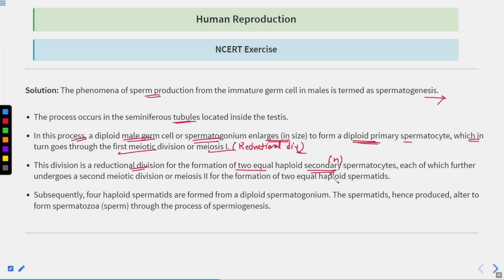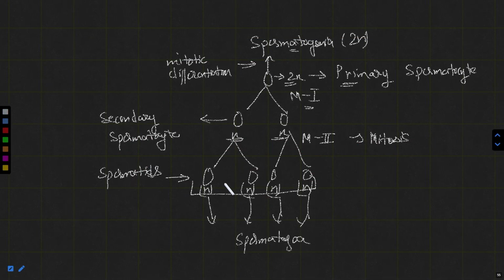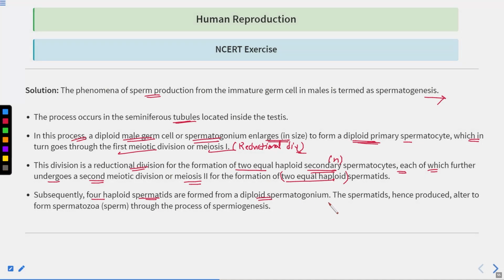Clear? So here two secondary spermatocytes are formed, each of which further undergoes the second meiotic division or meiosis 2 to form two equal haploid spermatids. So from each, two haploid spermatids are formed. So in total 4 will be formed. Now these 4 haploid spermatids are formed from the diploid spermatogonia. So these are 4 spermatids, formed from the diploid spermatogonia. Clear?